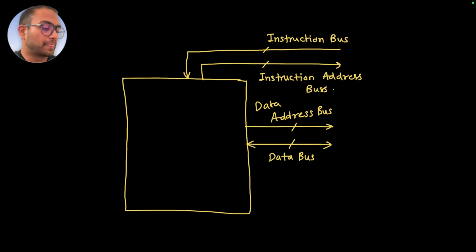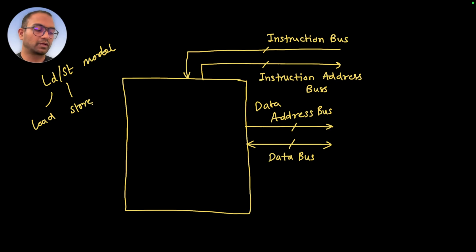Perfect. So now the model that we are focusing on, and I hinted that it's called the load and store model. So this is load, this is store. The data or the instruction needs to be fetched into the CPU first, and then things need to happen, and then the answer needs to be written back to the memory.